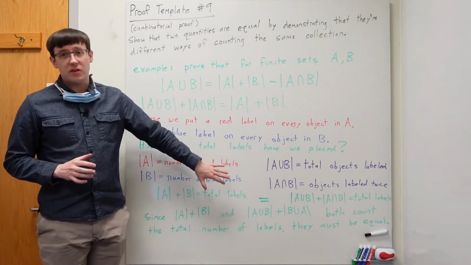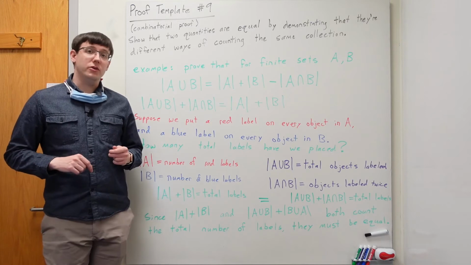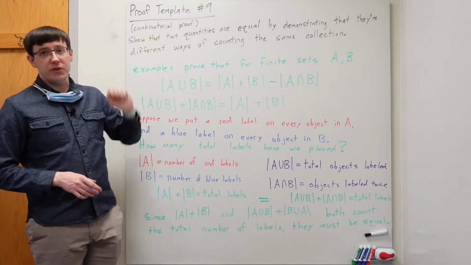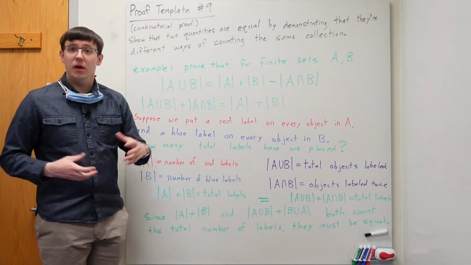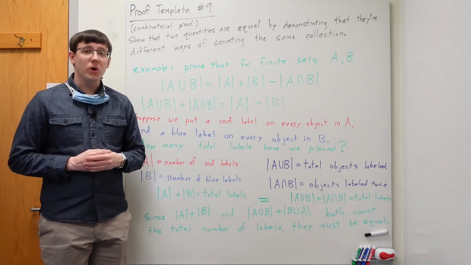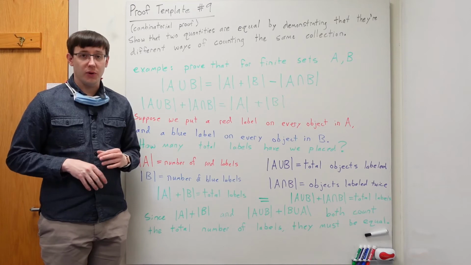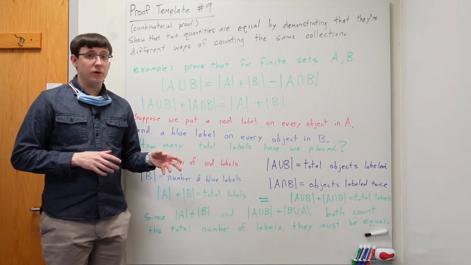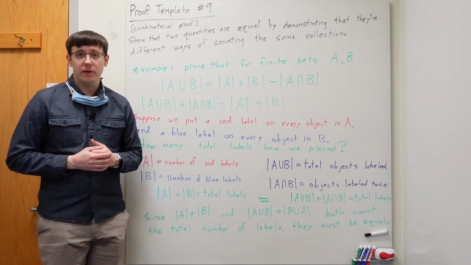To see this example in the book, you should go back to the section 12 reading from last week, where proof template number 9 was stated. But today's reading also contains some more examples of combinatorial proofs. And now I want to go through an alternate combinatorial proof for one of those theorems.